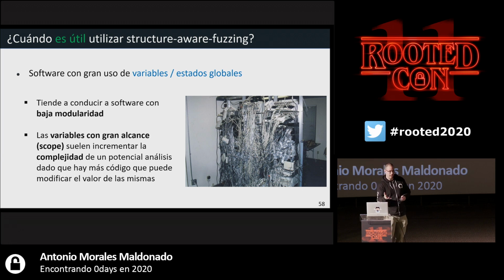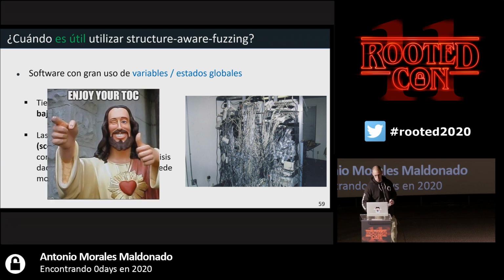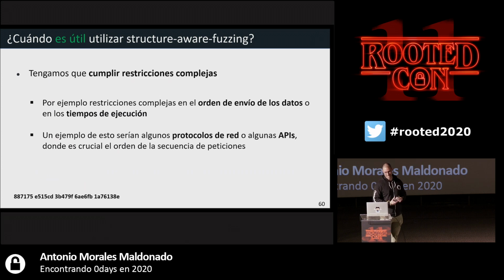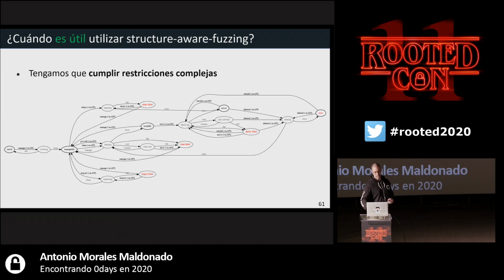This image with the wire is a little bit forced, but I'm sure the technicians in the room will understand it very well. But as the image says, enjoy life. You can use this when you have complex restrictions, for example, when you want to analyze APIs or real-time protocols, TCP, etc.